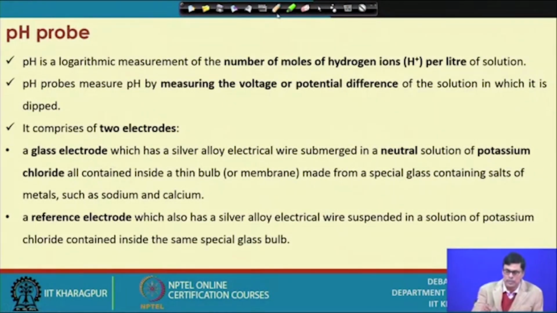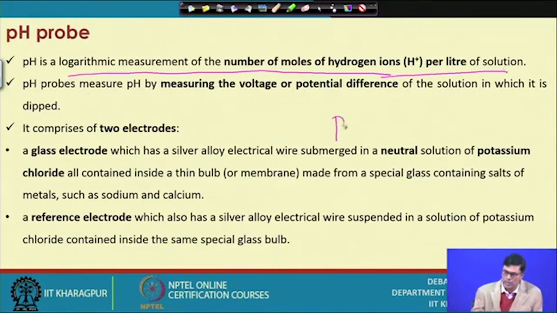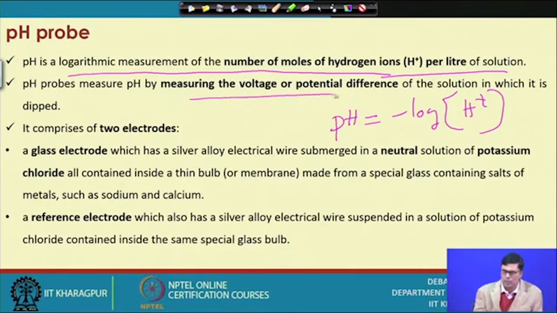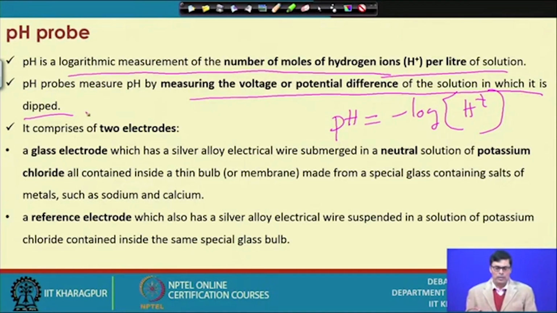Now, take the pH probe as an instance. The pH is a logarithmic measurement of the number of moles of hydrogen ion per liter. So how can we write pH? pH equals minus log of the hydrogen ion concentration. So this is what is written there. The pH probe measures the pH by measuring the voltage or potential difference of the solution in which it is dipped. For this kind of device we mostly use the potentiometric type.